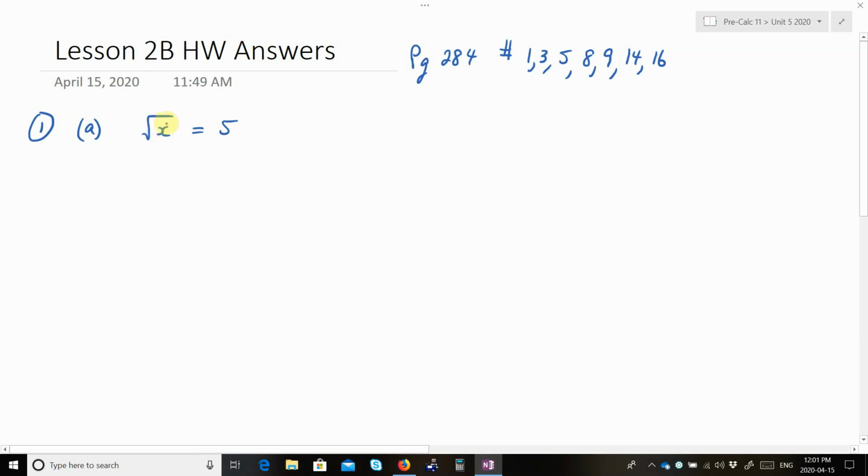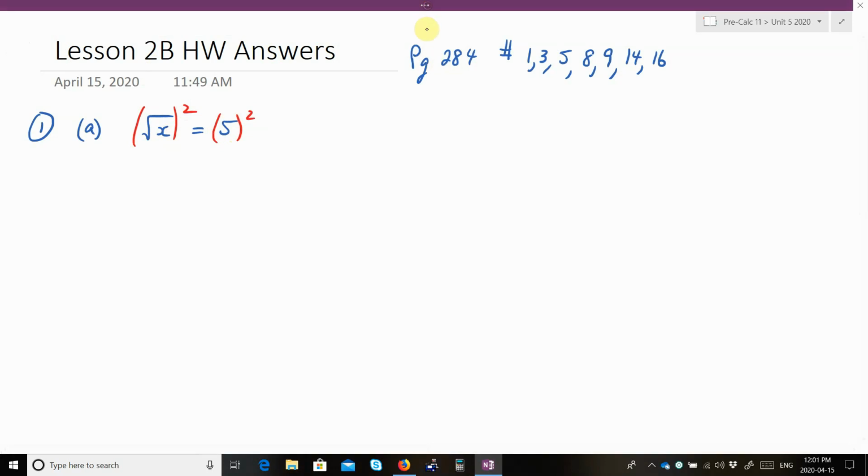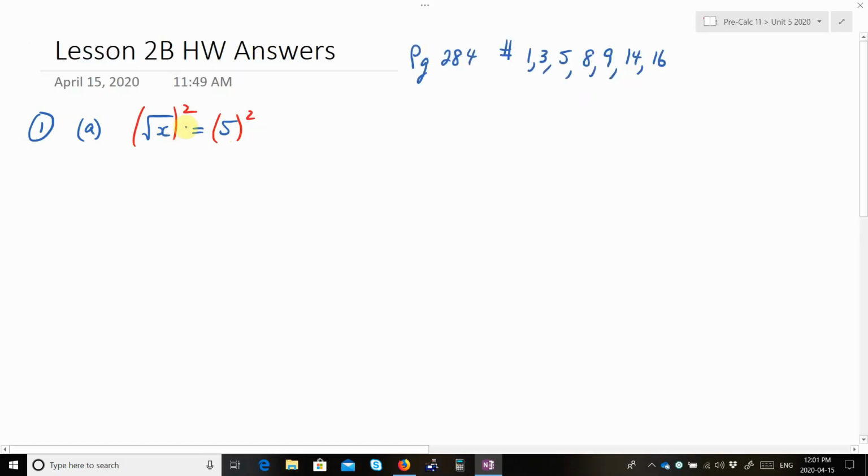So the radical is already isolated, so I am going to square both sides. The square root of x squared just leaves x. 5 squared is 25. And we usually have to check our answers to watch out for extraneous roots, but if I were to put 25 in for x, the square root of 25 is 5, so that works.